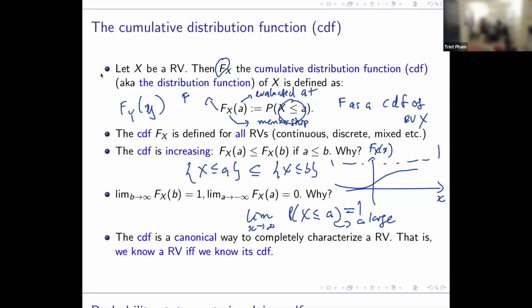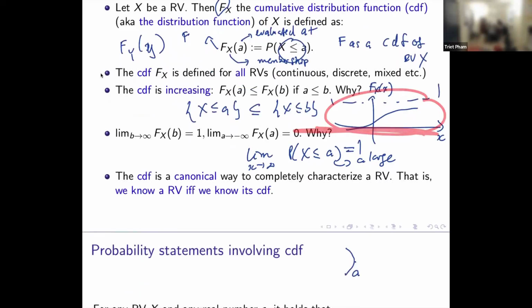So in other words, whatever CDF you draw must start from 0 and rise to approaching 1. But of course, it doesn't have to cover the whole range of minus infinity to infinity.